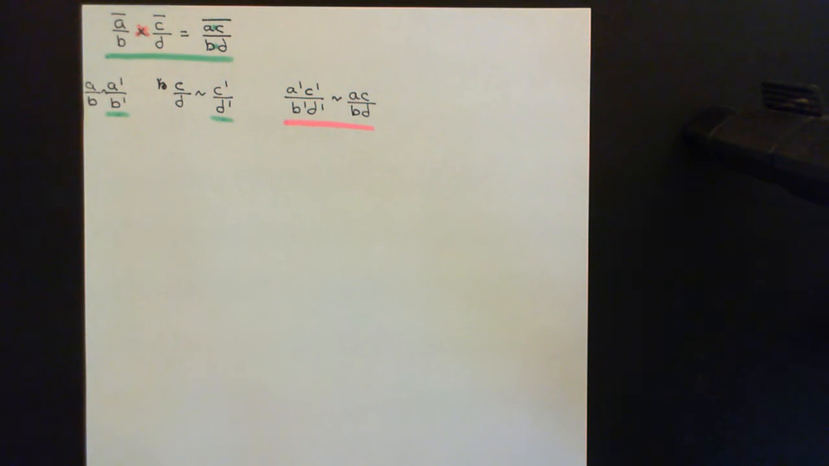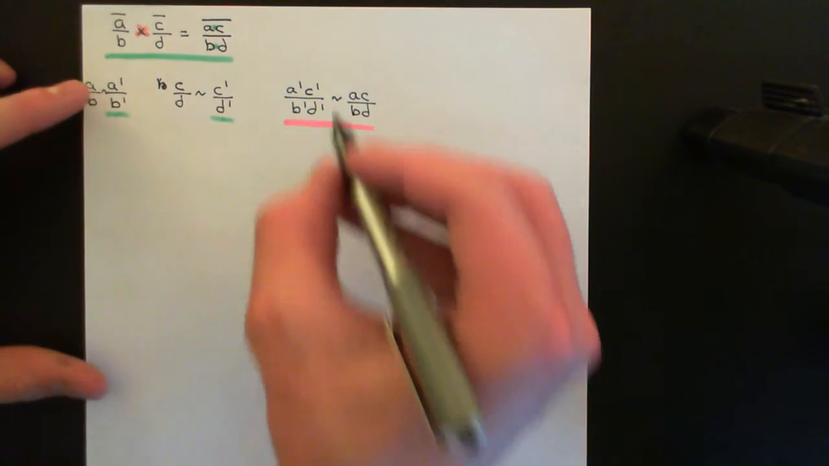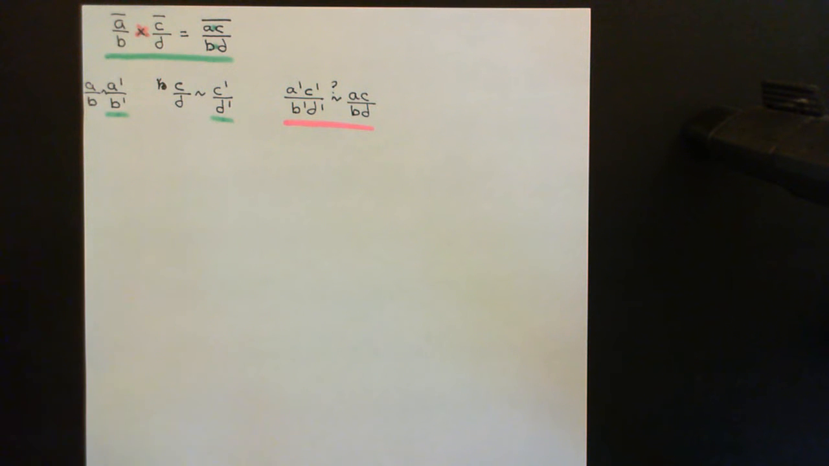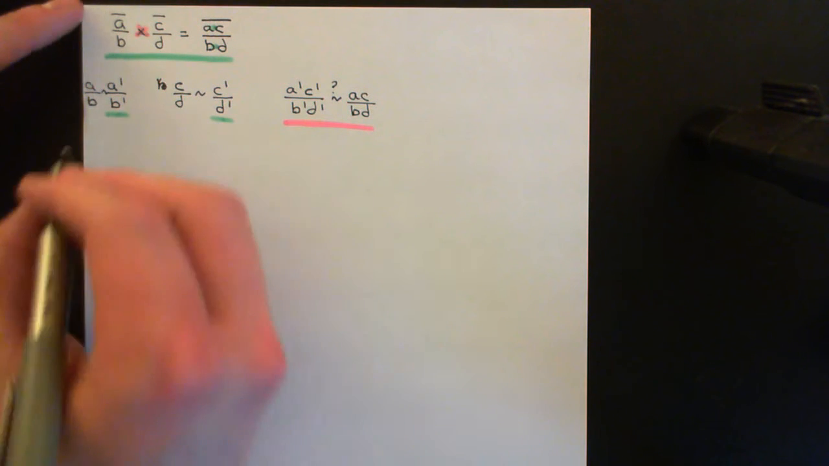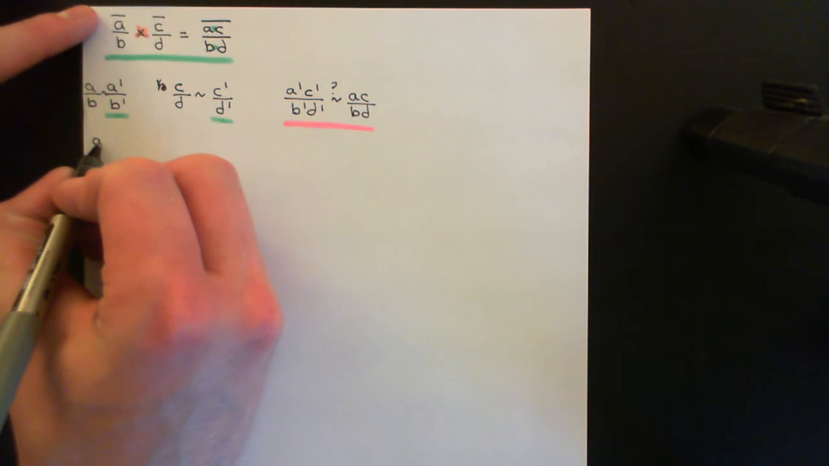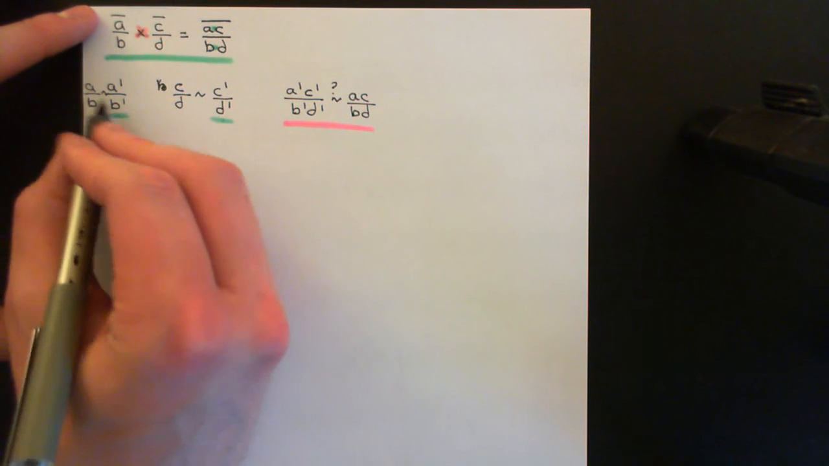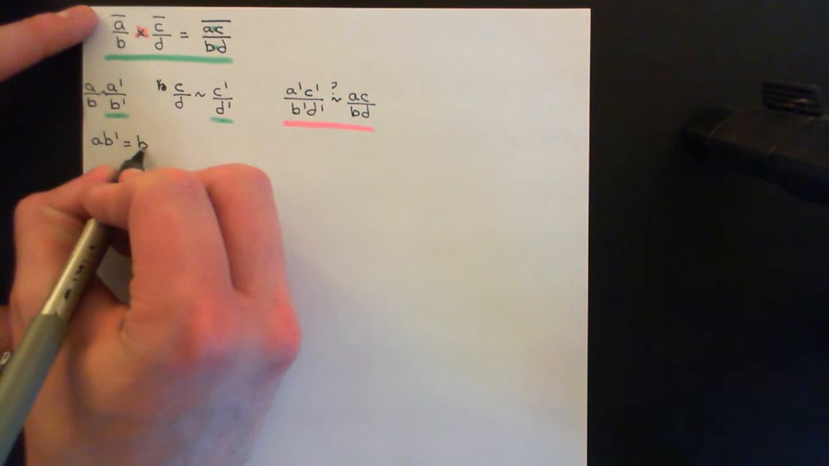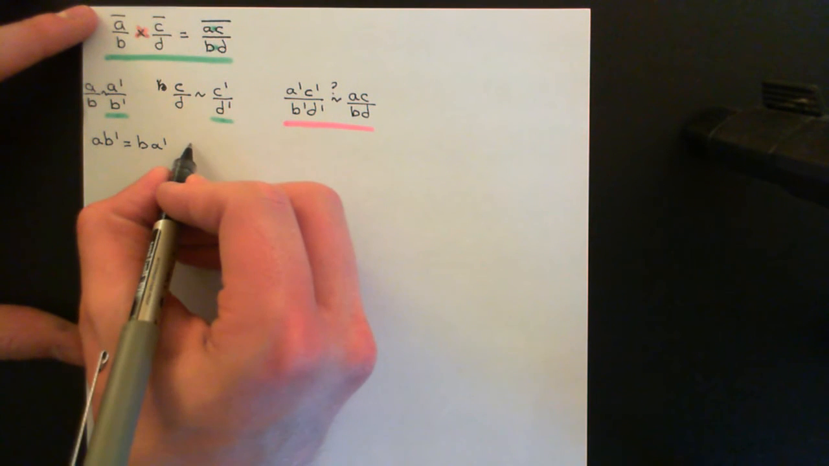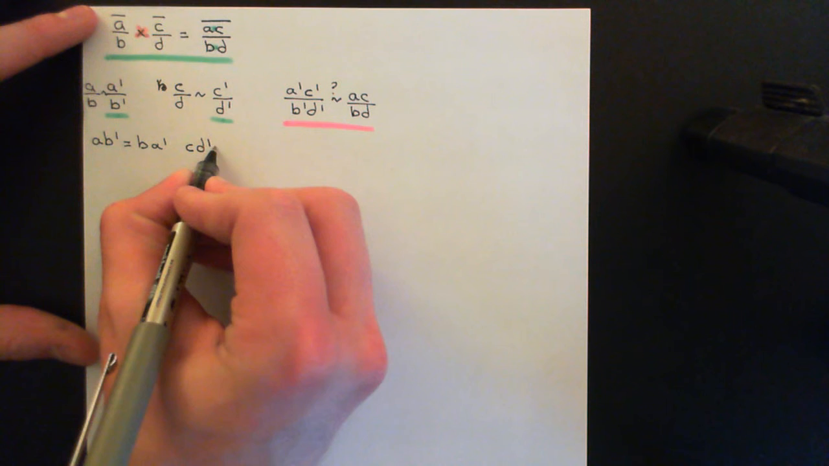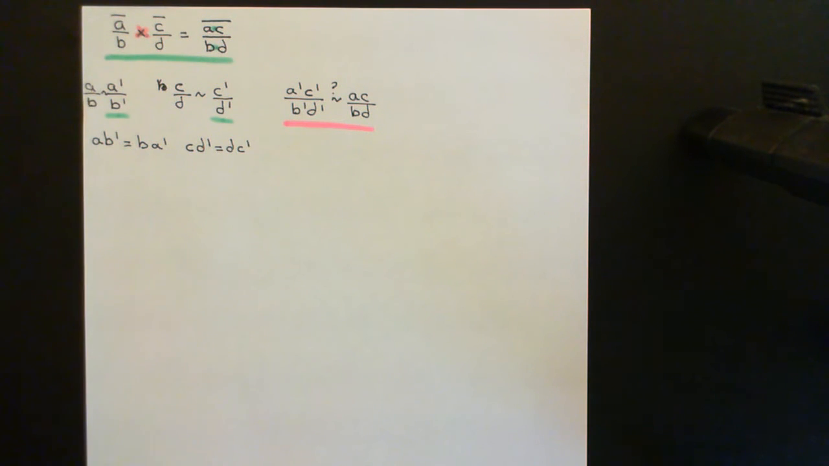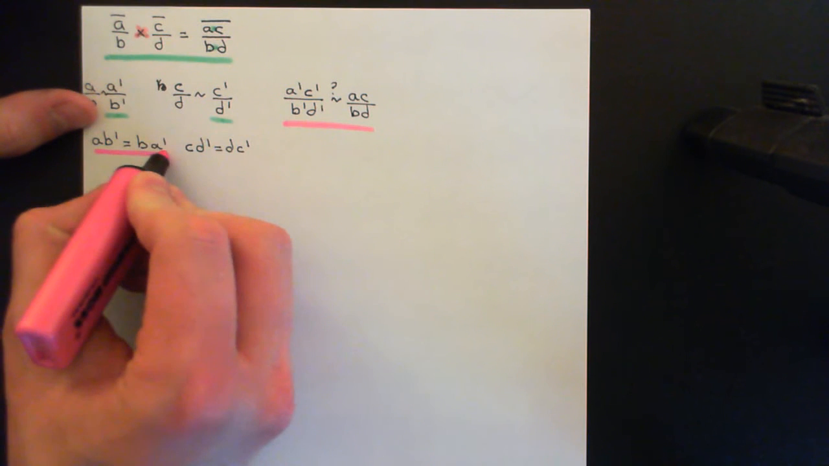Okay, so I'm given these two and I want to prove this, so I'll put a little question mark above that because that's what we want to prove. Remember, if these two things are true, then we can get certain statements about these numerators and denominators. We know that a times b prime, the numerator here times the denominator here, will be b times a prime, the denominator here times the numerator here, and equivalently over here we know that c times d prime will equal d times c prime.